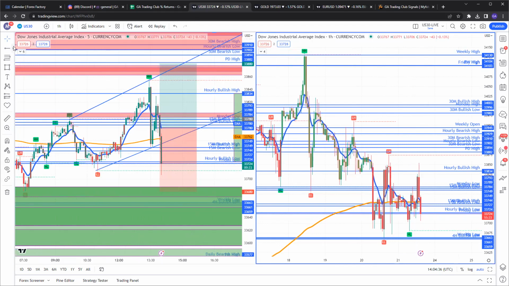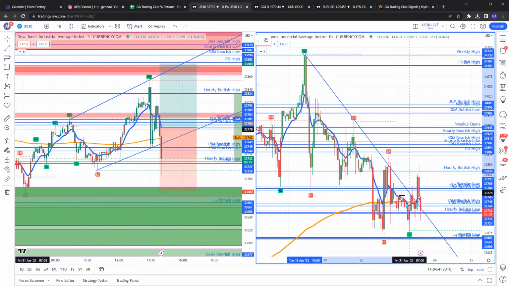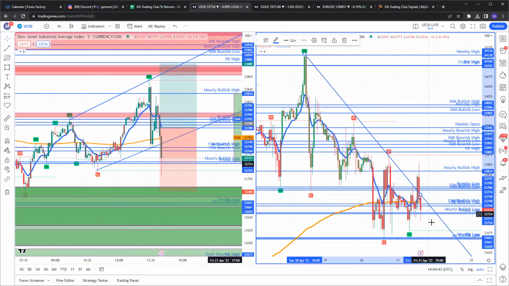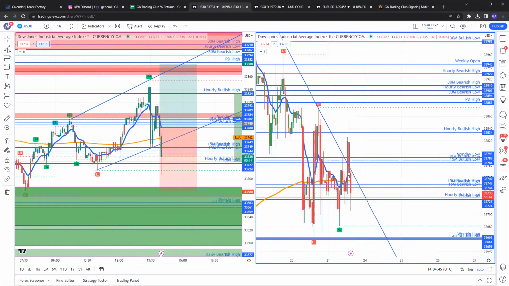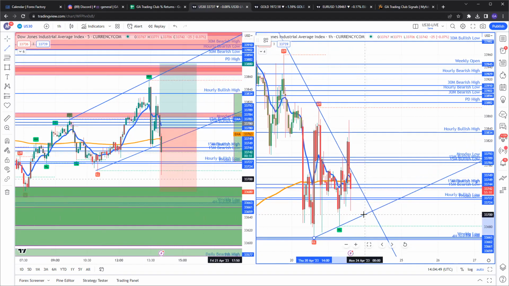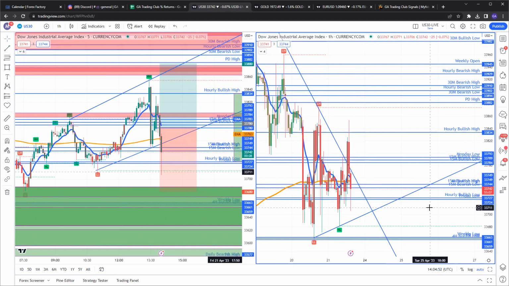Also on the hourly, there's this other trend line from the higher high. So I'll draw it this way. Actually on the hourly, we do have two established trend lines right there.